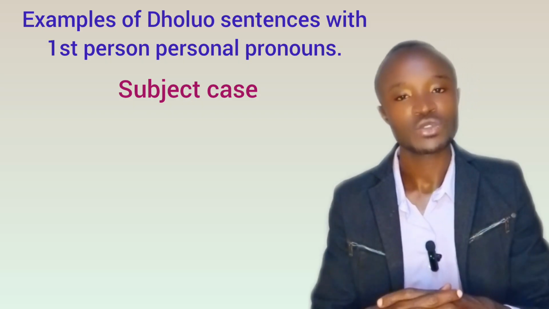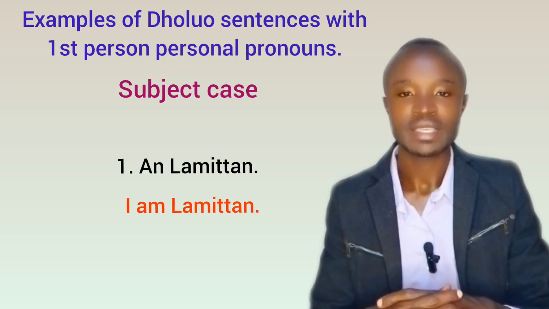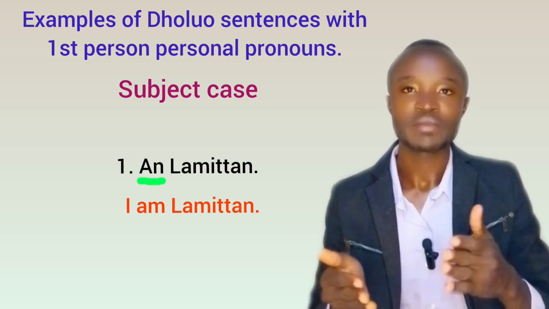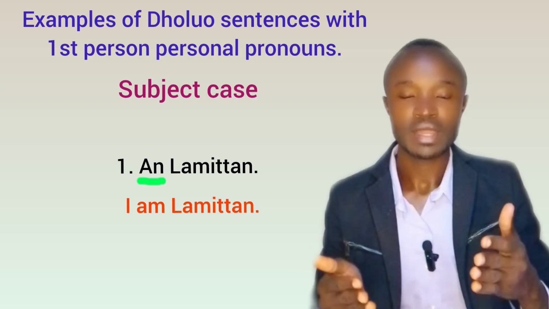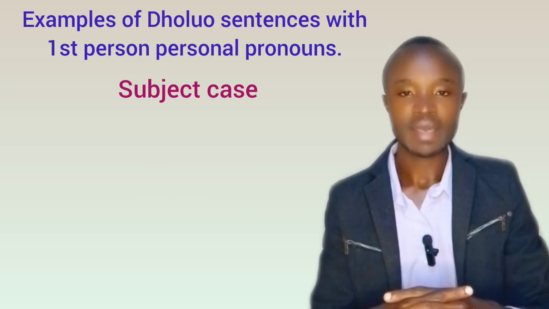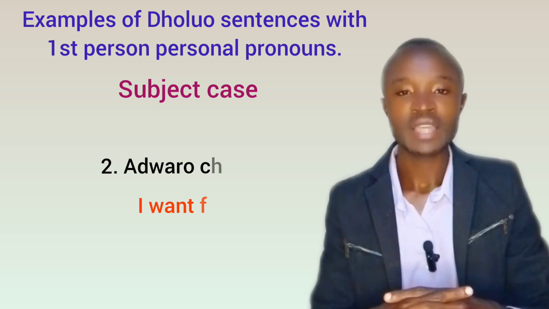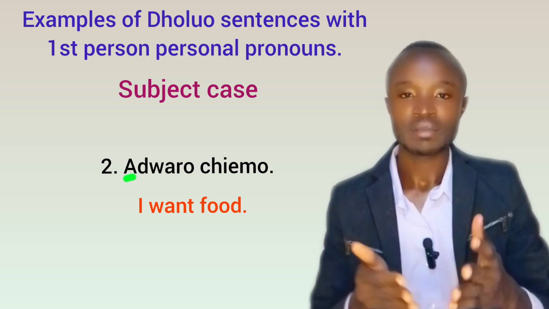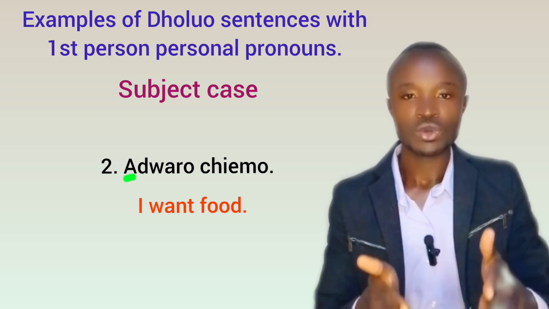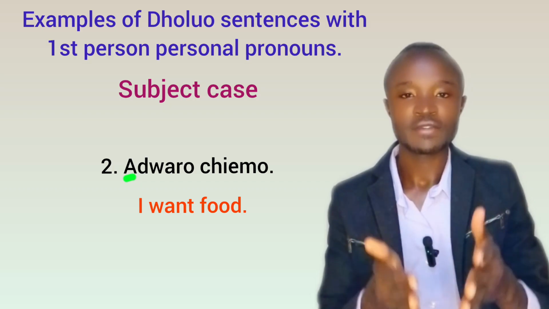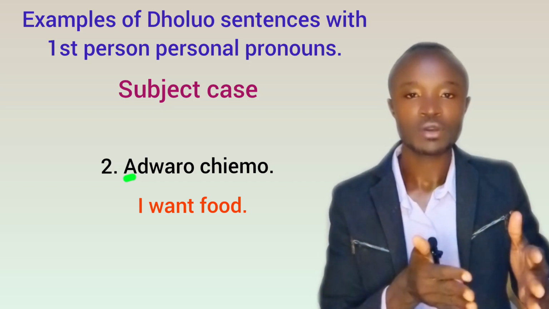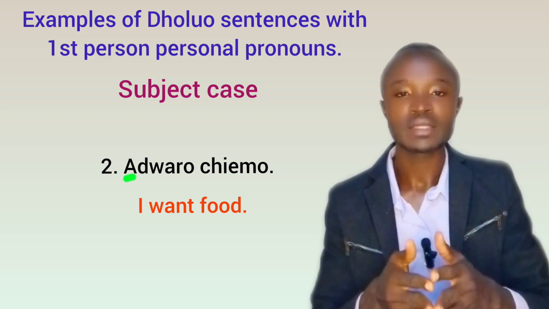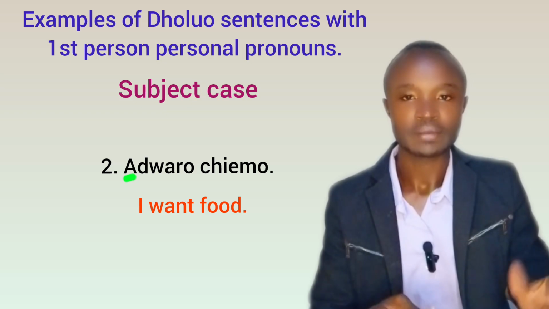The first one: an lamitan. In that case, an is the subject personal pronoun. Another example is adwaro chiemo. A is the subject personal pronoun, dwaro is the verb and chiemo is the noun. So adwaro chiemo means I want food.